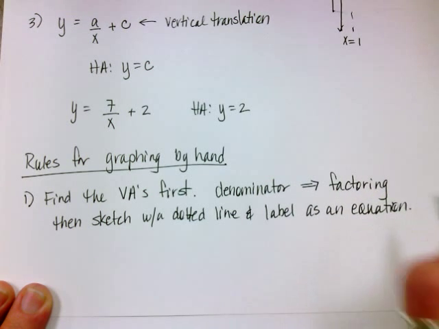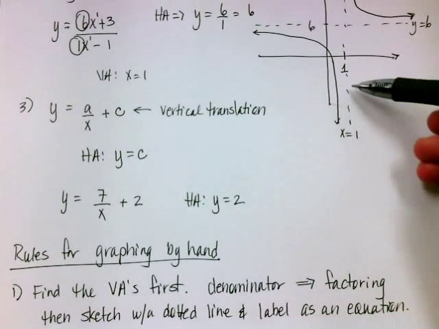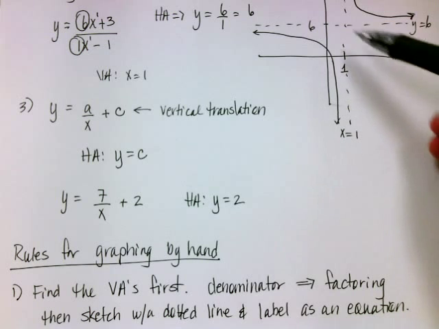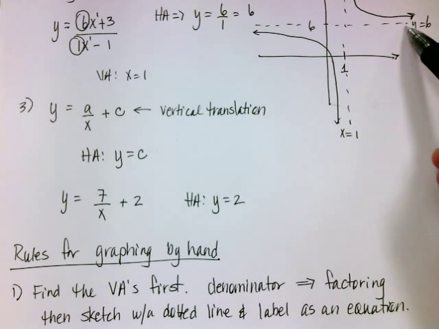All right, so if you'll notice, like I did on this one, the first thing that I did was I put my vertical asymptote on. It's a dotted line, and then I labeled it with an equation, and then I put on my horizontal asymptote as a dotted line and labeled it as an equation.